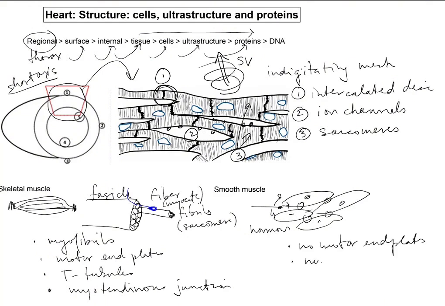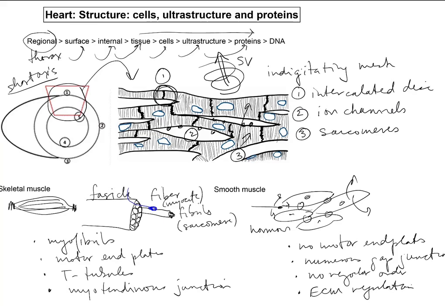There are numerous gap junctions. There's no regular order to how the cells are arranged together. And then last but not least, smooth muscle cells, in addition to contracting, also regulate the extracellular matrix. And that's going to be really important when we go to many diseases of blood vessels.